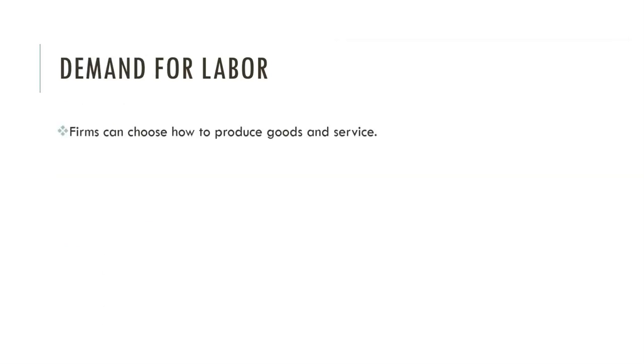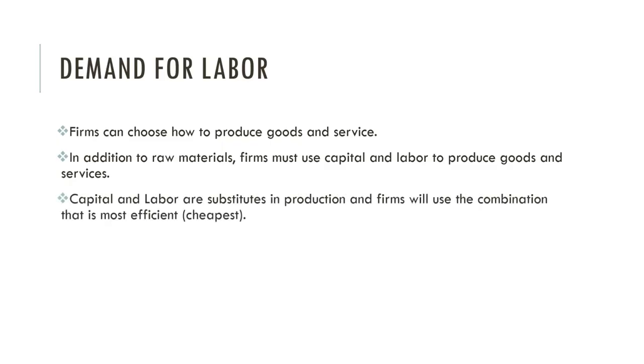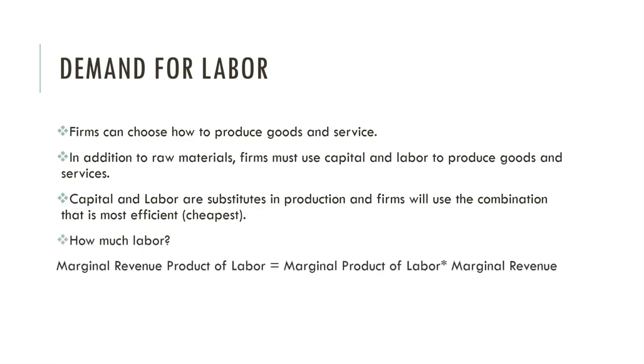When we look at the demand for labor side, this is from the perspective of the company, for the firm. So they can choose how they want to produce goods or services. And in addition to raw materials, they use capital and labor to produce goods and services. We talked about this a couple chapters ago, before we started into perfect competition. And so capital and labor are substitutes in production. Firms are going to use that combination that's the most efficient or often the cheapest. And so how much labor they're going to demand really is determined by how much value that labor is producing compared to that cost of using labor.